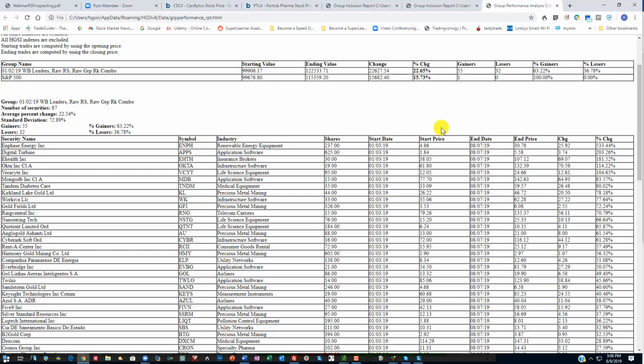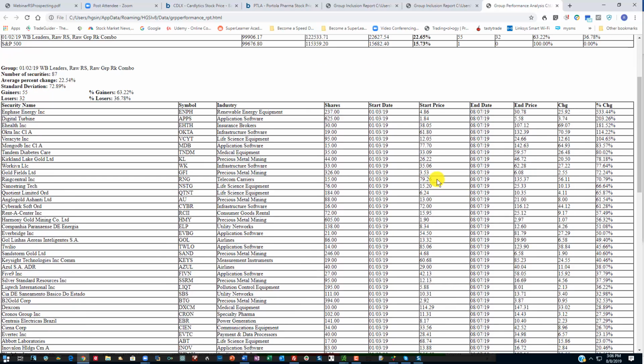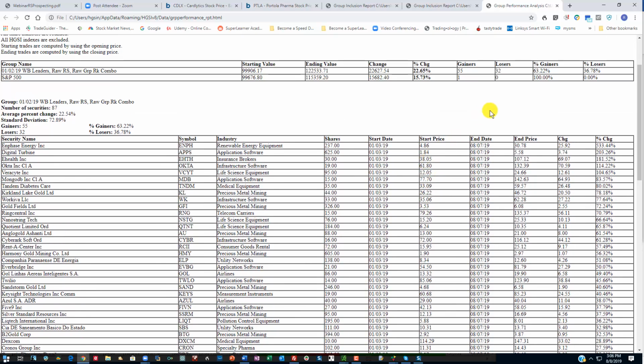None of us are going to go out and buy all those stocks. But what you want to do is find the stocks with the best charts. And you want to look for entries. And look what's on top here. Since the first of the year, ENPH is up, let me get an arrow here, 533.44%. Followed by that little stock, APPS, which is up 203%.